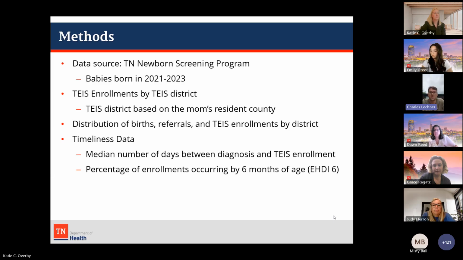We'll then look at the distribution of births. Referrals are basically our diagnoses. Whenever we make a diagnosis, they're immediately referred, and our enrollments by district. And then we'll look at timeliness data. So we'll take a look at the median number of days between diagnosis and enrollment. And we'll look at that EDDI-6 benchmark, that percent of enrollments that are occurring by 6 months of age. You head to the next slide, please.